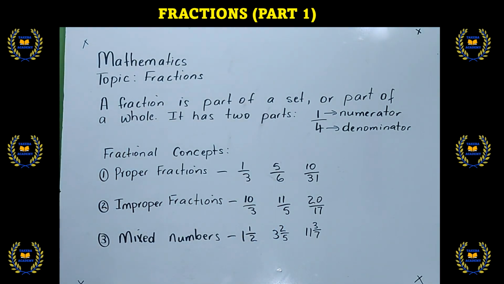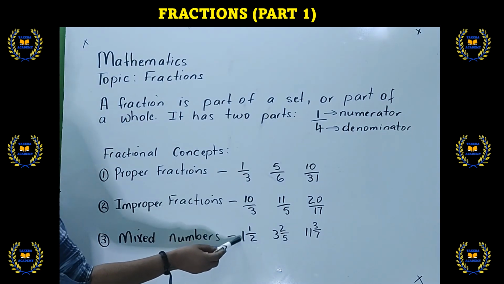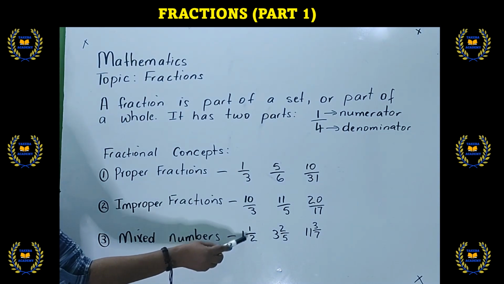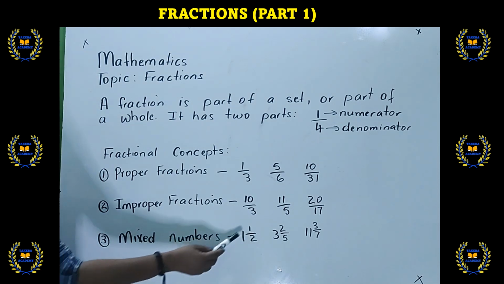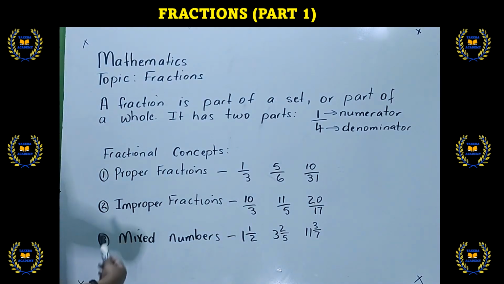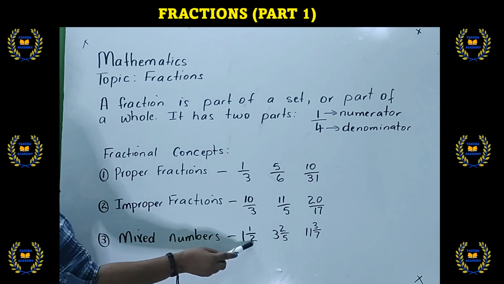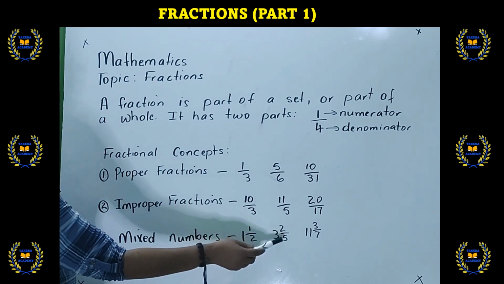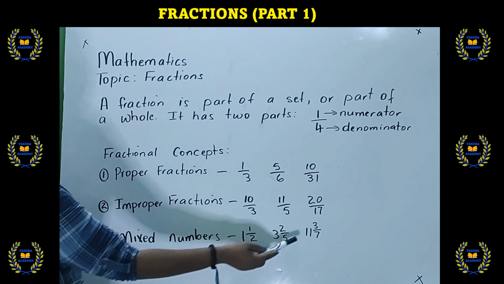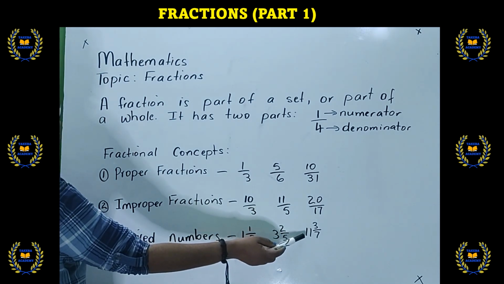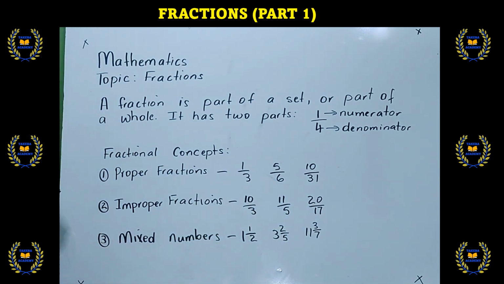Then we have what we call mixed numbers, okay? So they're called mixed. If you notice the word mixed, it means that we have two different things coming together. So we have the whole number. In this example, that's 1, and then we have the fractional part, which is a half, okay? So mixed numbers contain both a whole number and a fractional part. So the examples here, 1 1/2, 3 2/5, or 3 2 over 5, 11 3/7, or 11 3 over 7.